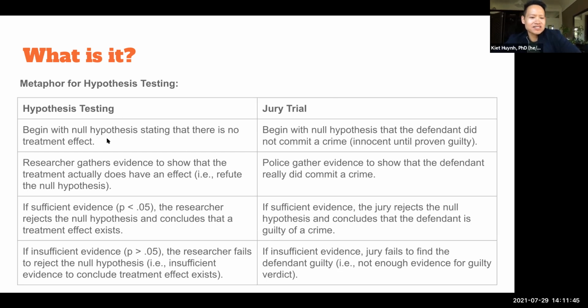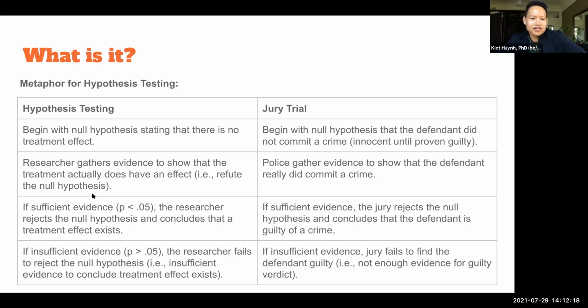With hypothesis testing, you begin with a null hypothesis stating that there's no treatment effect or no difference between groups. So let's return to the sleeping example. You begin with a null hypothesis saying there's no difference between those who sleep more and those who sleep less, no difference in the amount of wrinkles that they have. In the jury trial, it's the same thing. The judge says that you have to assume the defendant did not commit the crime. You have to assume innocence until proven guilty.